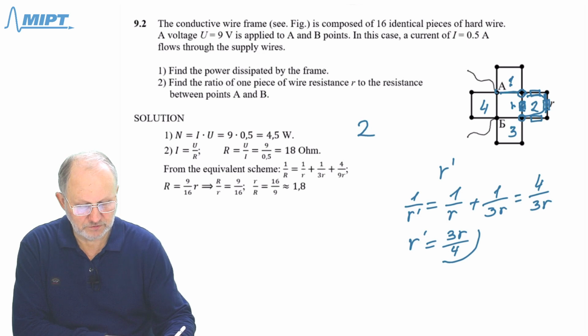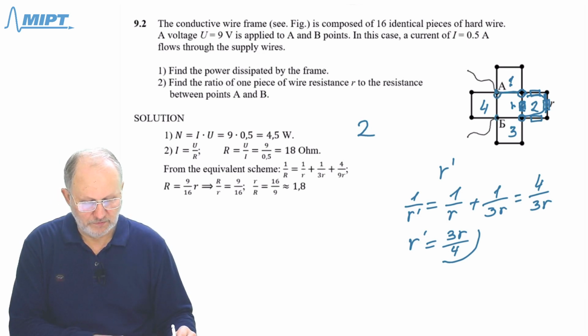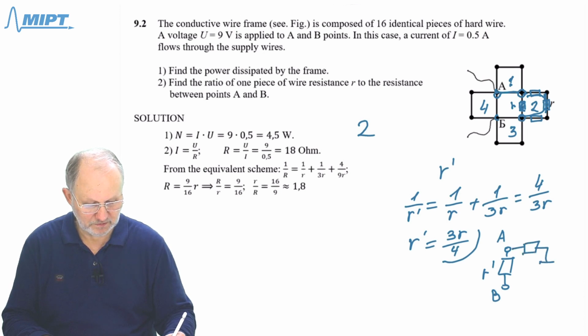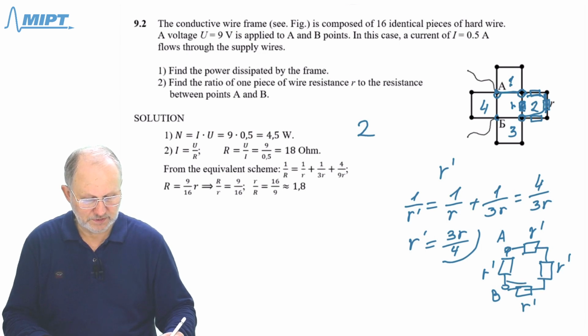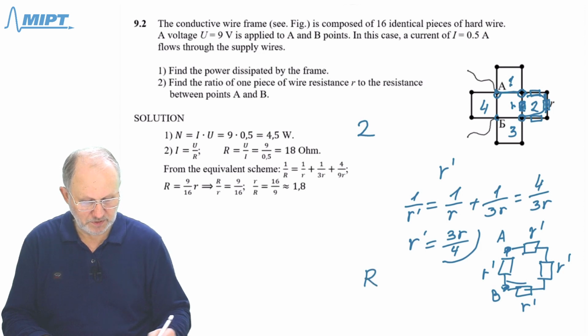And so to calculate the resistance between points A and B, we have to take an equivalent scheme, which will be like this. The resistance R prime between points A and B, and other 3 identical similar resistances. Each one is R prime. And so in order to calculate the resistance of this circuit between points A and B, we have to use the same logic as before, and the resistance between points A and B will be equal, according to the same logic, 3R prime over 4.